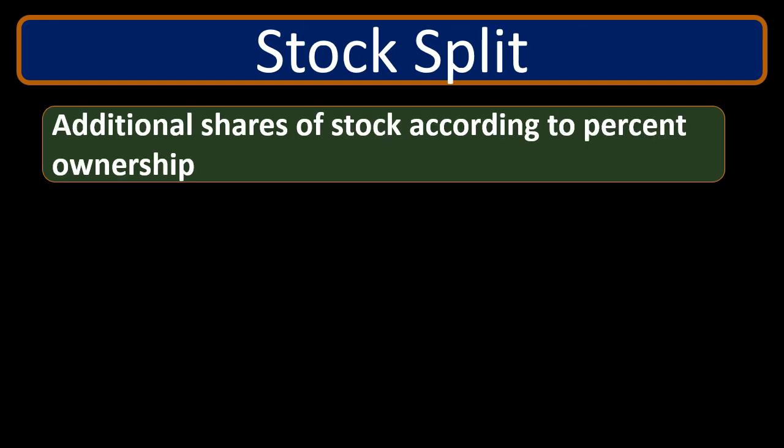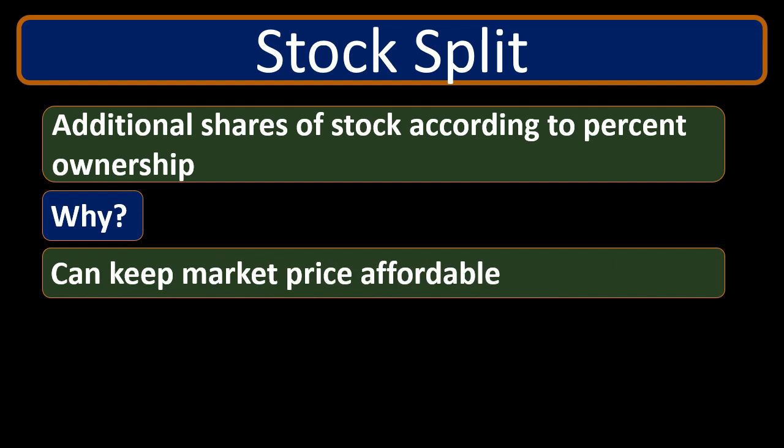Then we have the idea of a stock split, and it's similar in some ways. It's going to be additional shares of stock according to a percent ownership. So a stock split would basically be the idea that we provide more stock based on the ownership of a stock. So we might say that there's a 2-for-1 stock split or a 3-for-1 stock split. We can have the same kind of reasoning for the stock split.